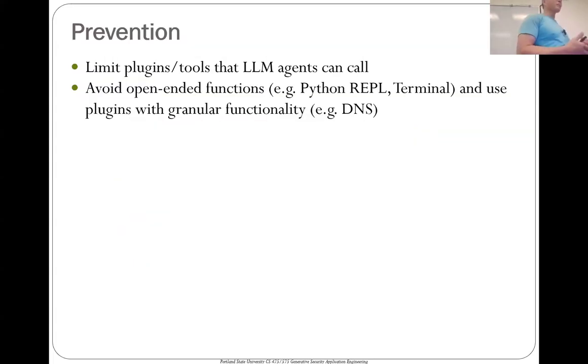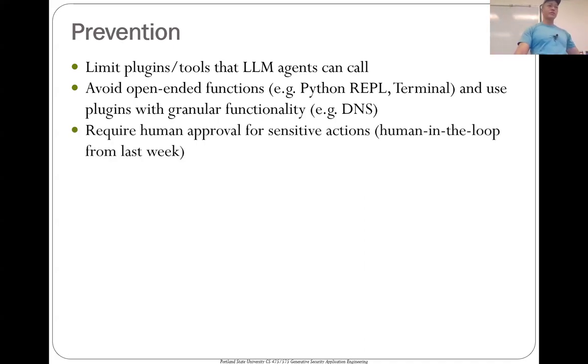Okay, so prevention: limit the plugins and the tools that the LLM agents can call, avoid open-ended functions like the things that I had you leave in your agent, and use plugins with granular functionality. So when you go back and look at that DNS agent, you're like, yeah, that is harder to compromise versus just a shell. There are too many ways of getting command injection in the shell. Require human approval for sensitive actions. That was, again, the human in the loop thing. And then do some monitoring. Make sure no one is compromising your tool.